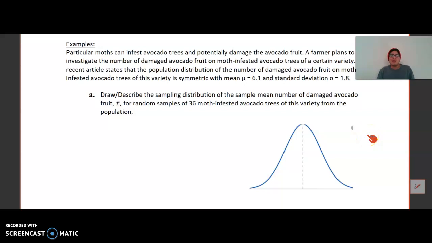Okay, so hope you enjoyed that brief introduction to sampling distributions for means, but we're going to take a look at an example here. Particular moths can infest avocado trees and potentially damage the avocado fruit. The farmer plans to investigate the number of damaged avocado fruit on moth-infested avocado trees of a certain variety. A recent article states that the population distribution of the number of damaged avocado fruit on moth-infested avocado trees of this variety is symmetric, with mu of 6.1 and standard deviation sigma of 1.8.